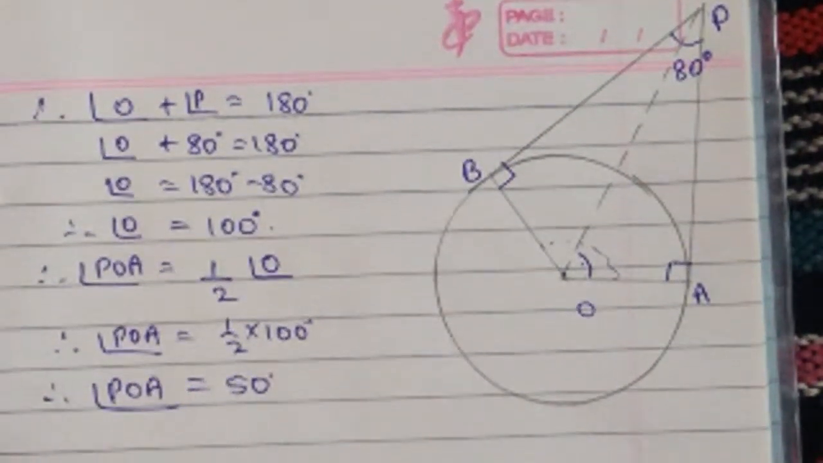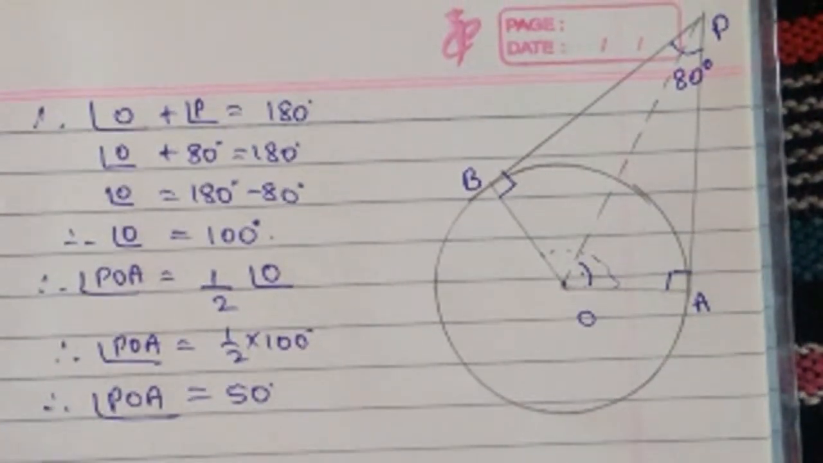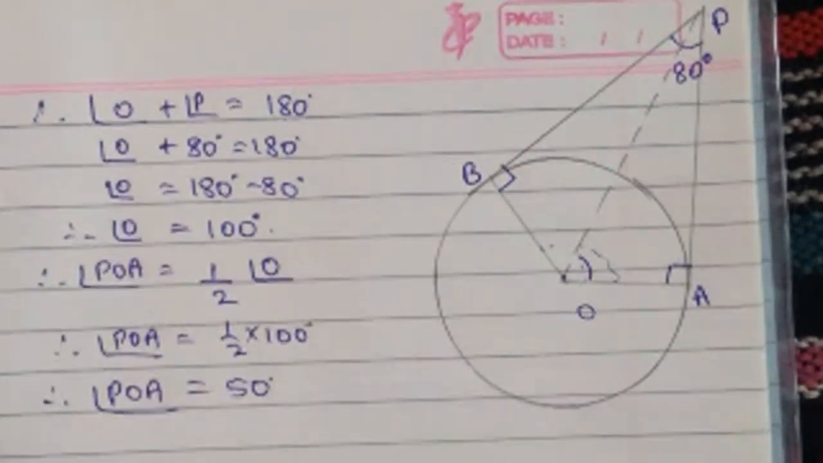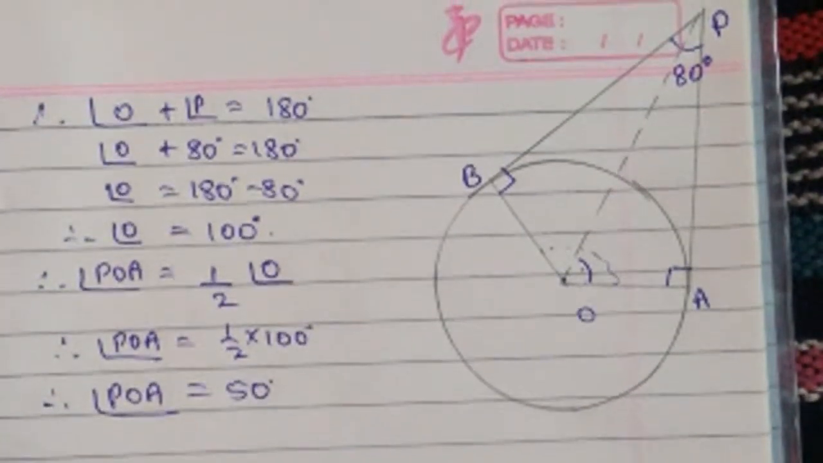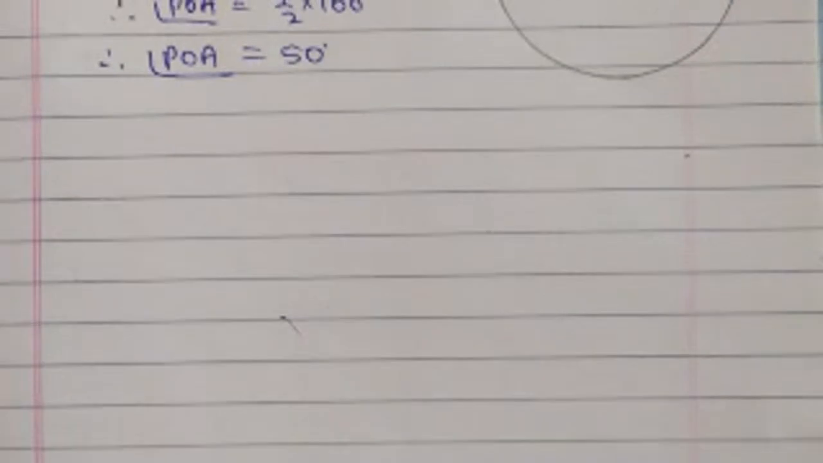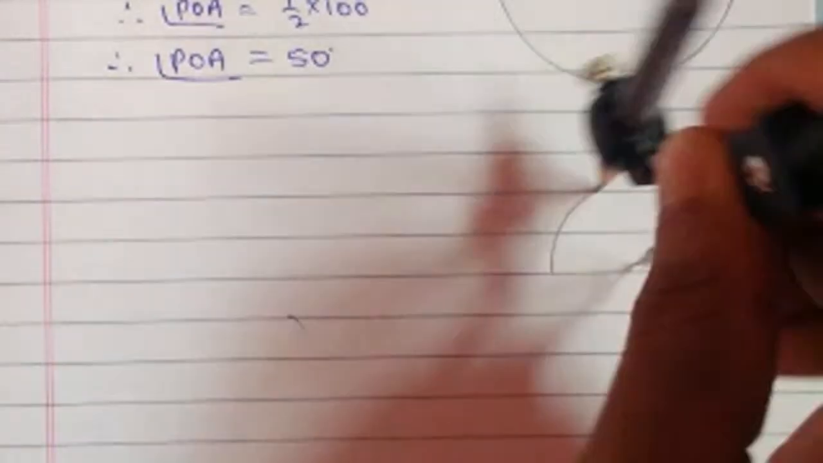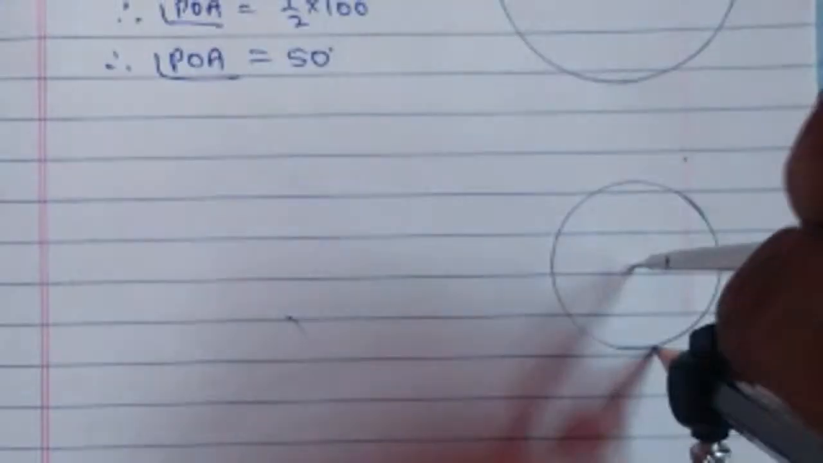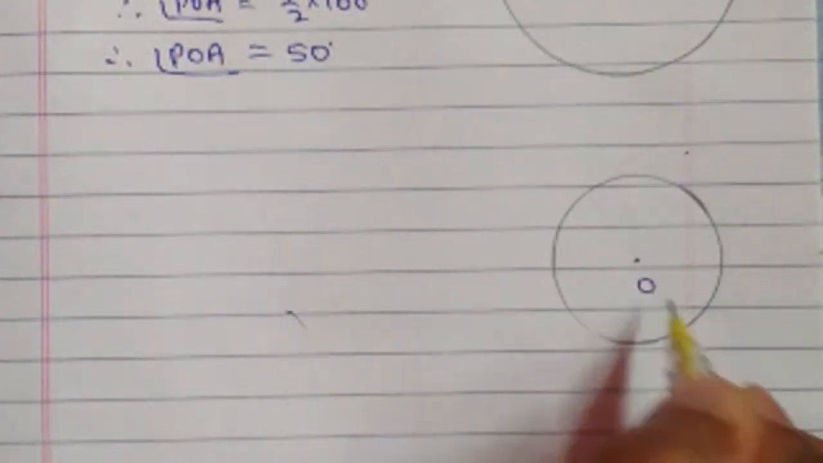Now next problem. Prove that the tangents drawn at the ends of the diameter of a circle are parallel. What is given? What we have to prove? Prove that the tangents drawn at the ends of the diameter of a circle are parallel. First I will draw one small circle. I will take this as center, that is O.